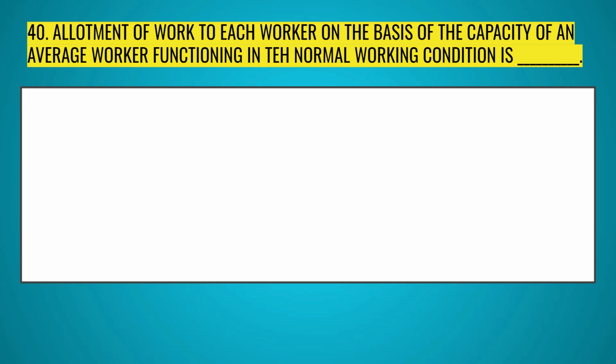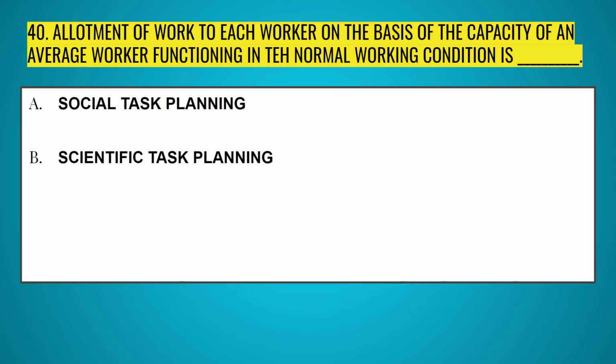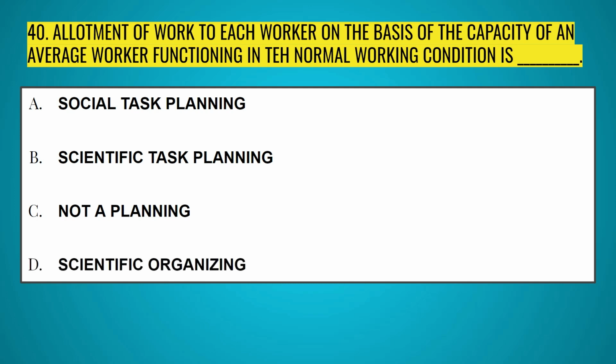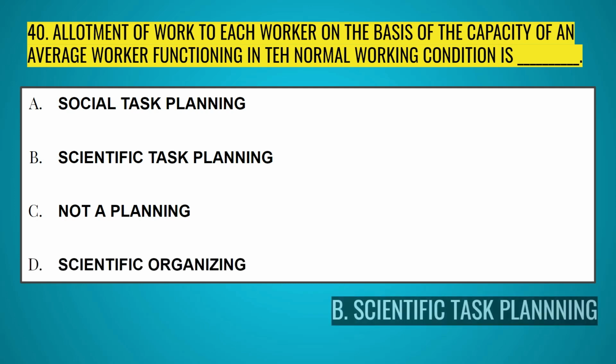40. Allotment of work to each worker on the basis of the capacity of an average worker functioning in the normal working condition is dash. A. Social task planning. B. Scientific task planning. C. Not a planning. D. Scientific organizing. The answer is option B. Scientific task planning.